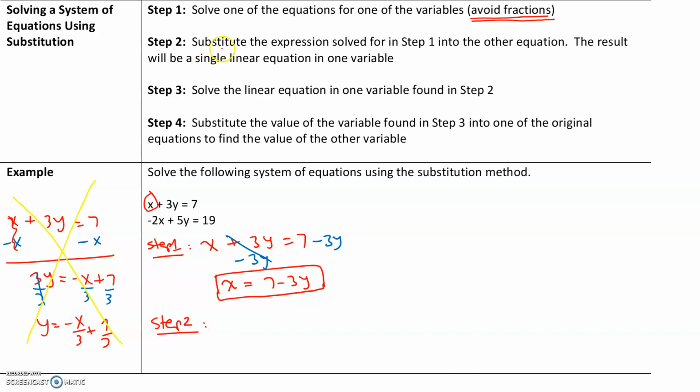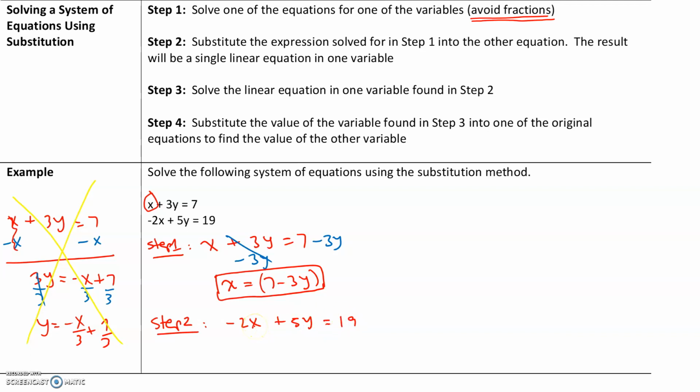Step 2 says substitute the expression solved in step 1 into the other equation. So now we got x equals 7 minus 3y. In step 2, we take this equivalent expression, x equals 7 minus 3y, and we plug that into the other equation. Our other equation is negative 2x plus 5y equals 19.